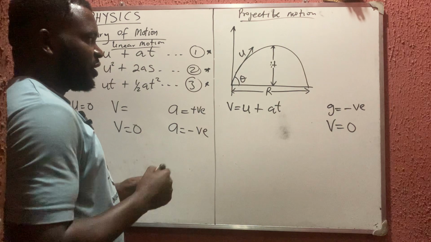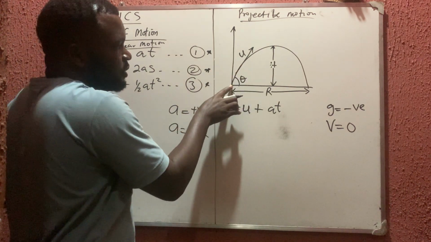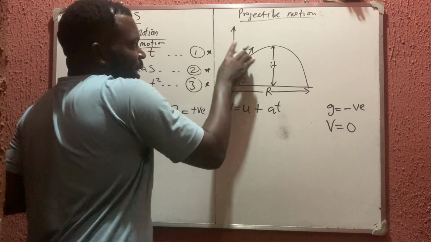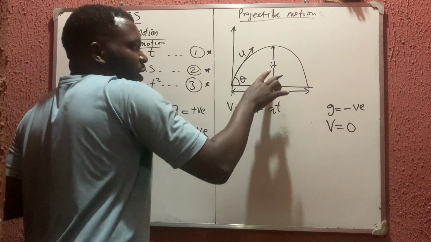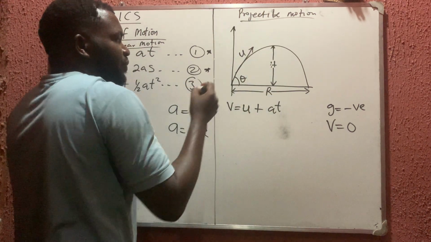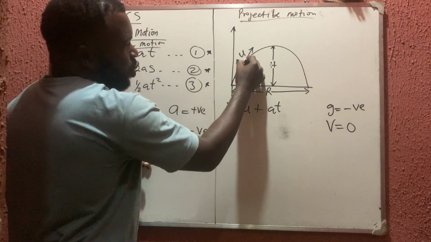Now, there is an angle. I want to resolve this velocity to stand vertically, because I want to get the time it will take this object to reach the maximum height. I want to resolve this to stand vertically. And if I'm resolving this to stand vertically, am I moving away from this angle or towards this angle?